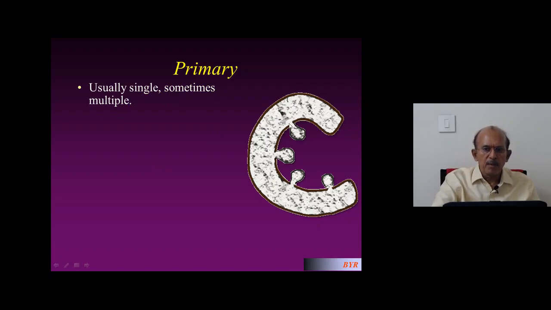So here the primary diverticulum usually is single, sometimes multiple like this. They are present since birth and they commonly occur on the concave border. Why on the concave border? Because we have a blood vessel here in the curvature of the duodenum.